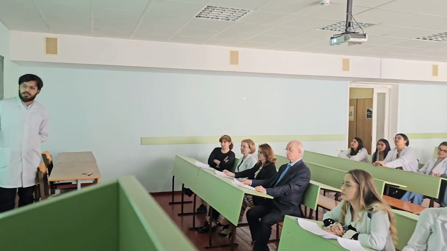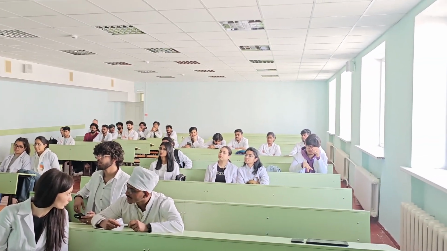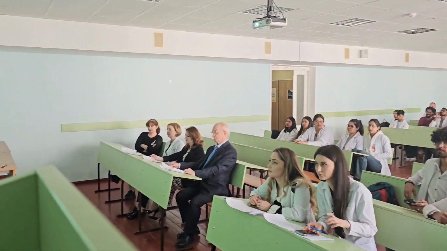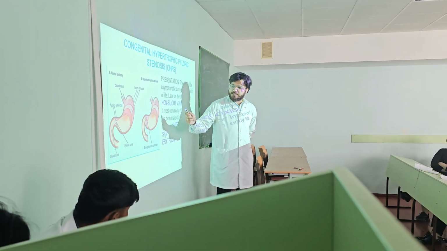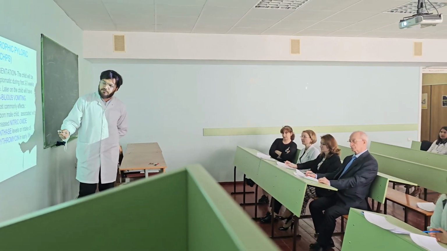We will talk about the blood supply. There are 4 major blood supplies: left and right gastric artery, left and right gastroepiploic artery, and veins are of the same name. We will further proceed. Here we can see the pylorus. In this disease, the pylorus is thickened. Because of this, gastric outlet obstruction will happen.